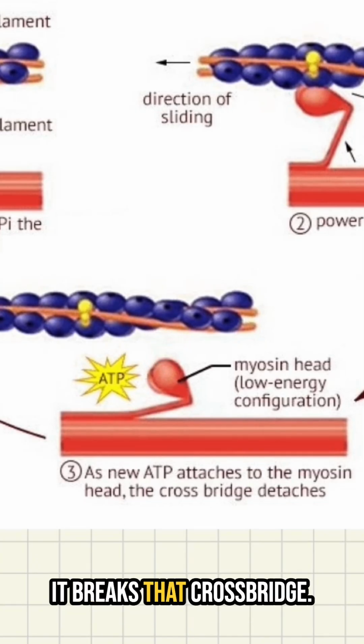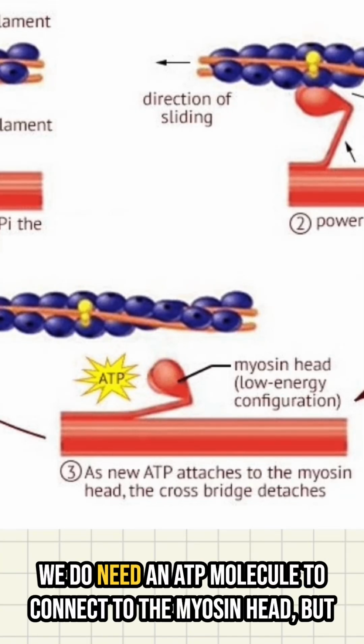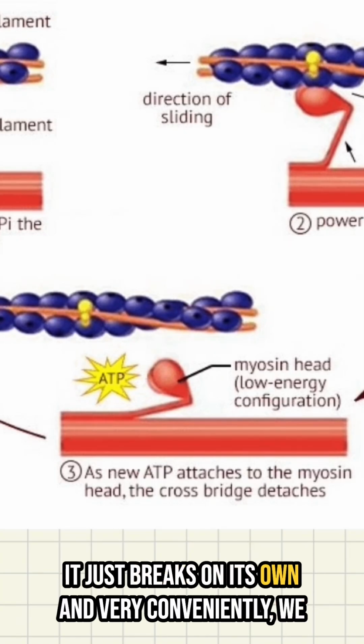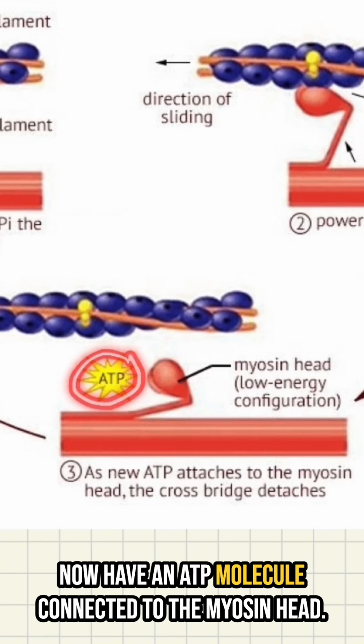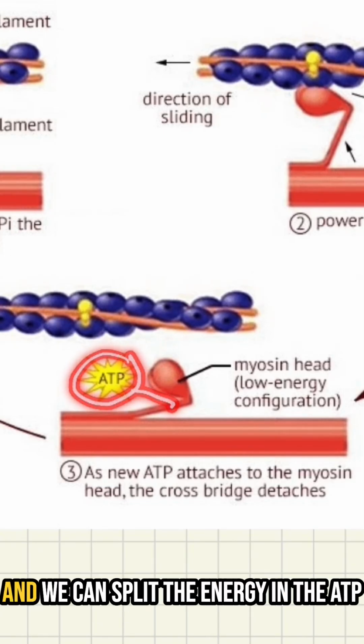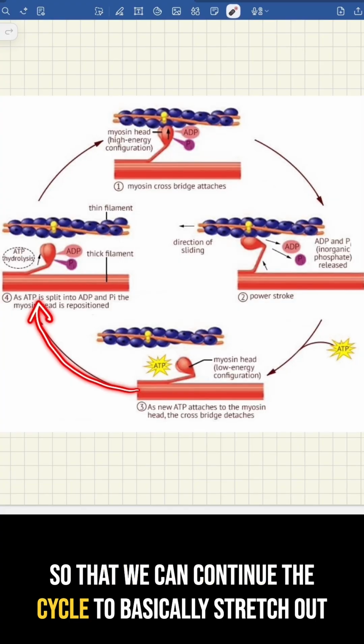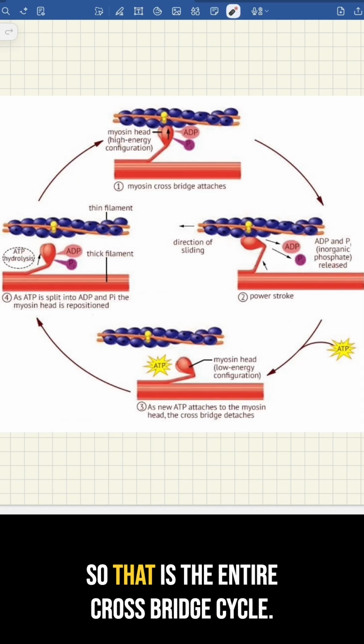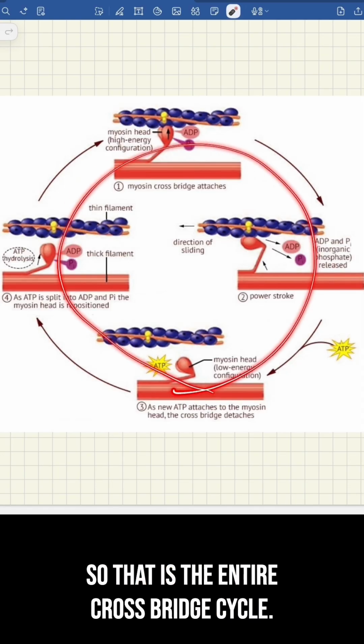It breaks that cross bridge. We do need an ATP molecule to connect to the myosin head, but we do not spend that energy to break this cross bridge. It just breaks on its own. And very conveniently, we now have an ATP molecule connected to the myosin head, and we can split the energy in the ATP so that we can continue the cycle to basically stretch out the myosin head, make that cross bridge, so on and so forth. So that is the entire cross bridge cycle.